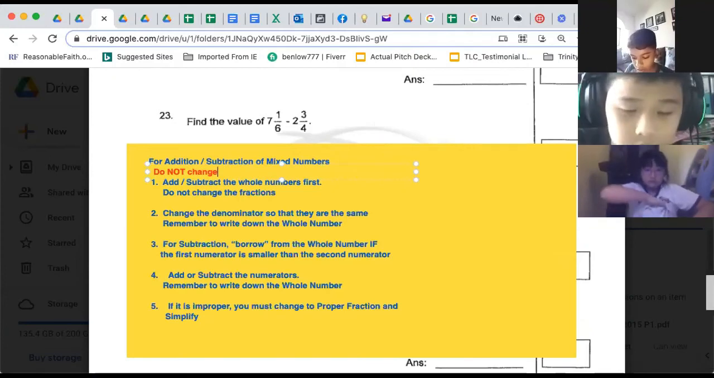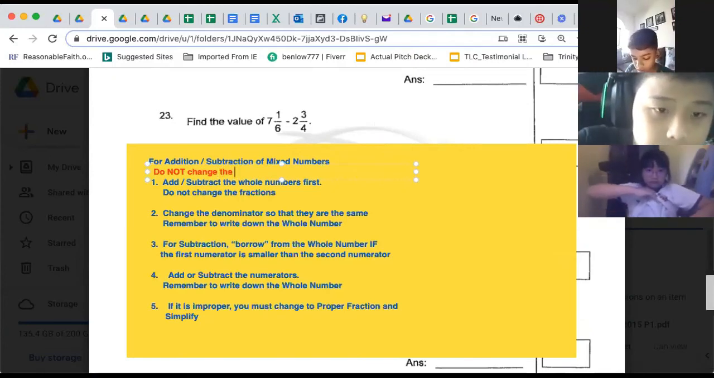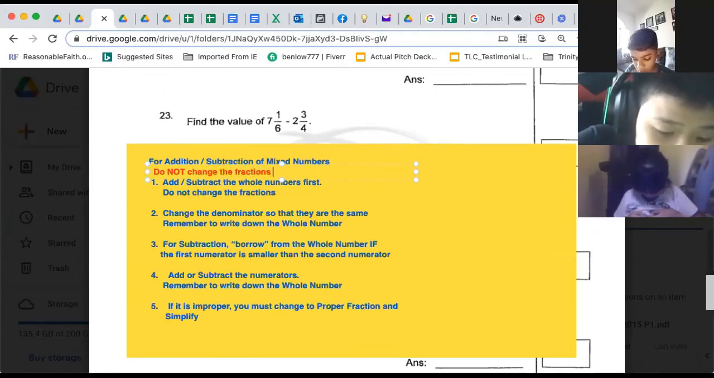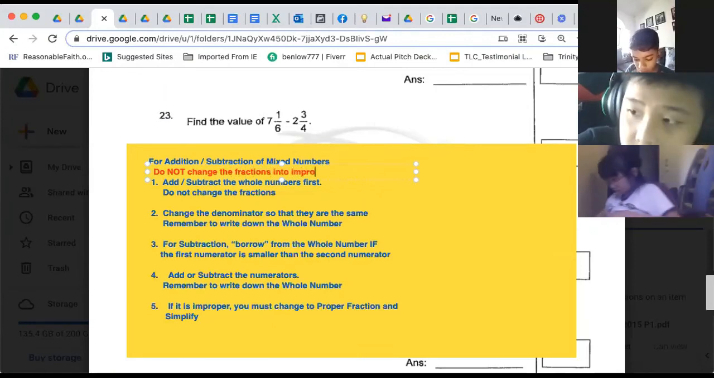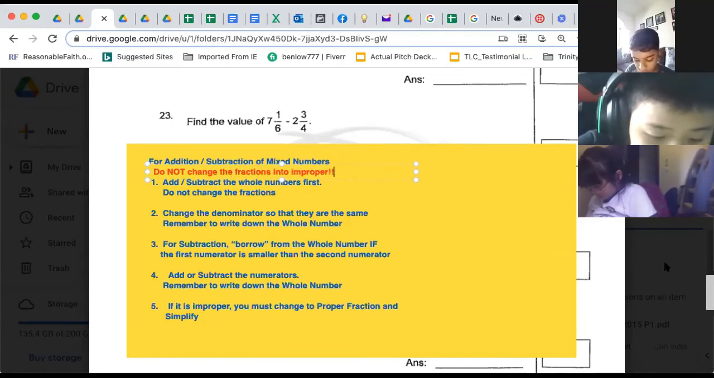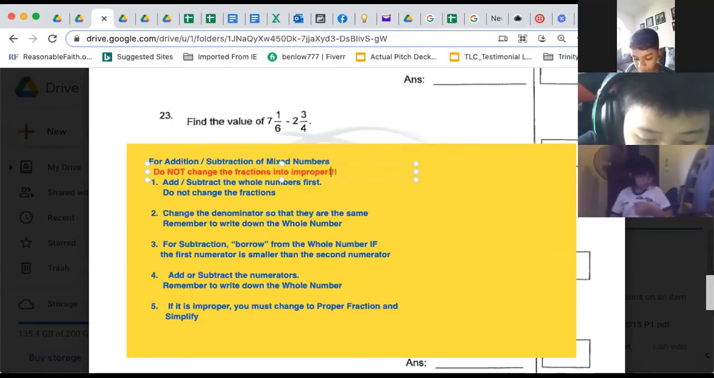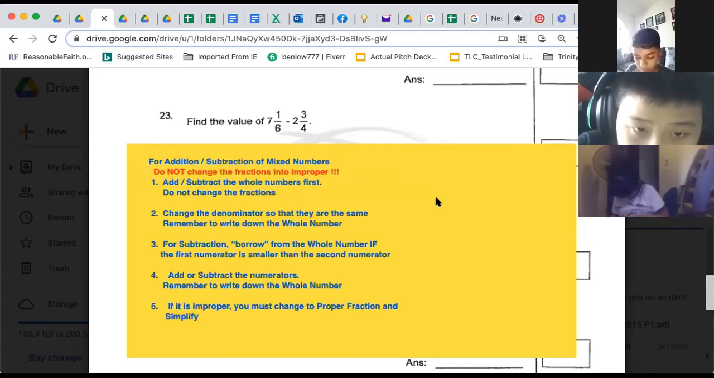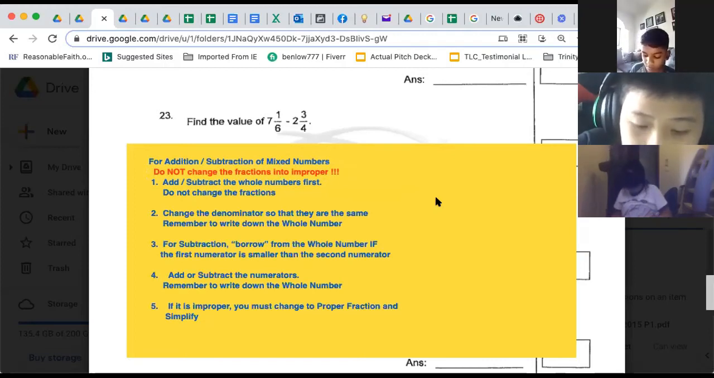Do not change the fractions into improper. Okay, this one's super important. A lot of you do this, and then you make your question very difficult for yourself to solve. Do not change the fractions into improper. Is this clear?